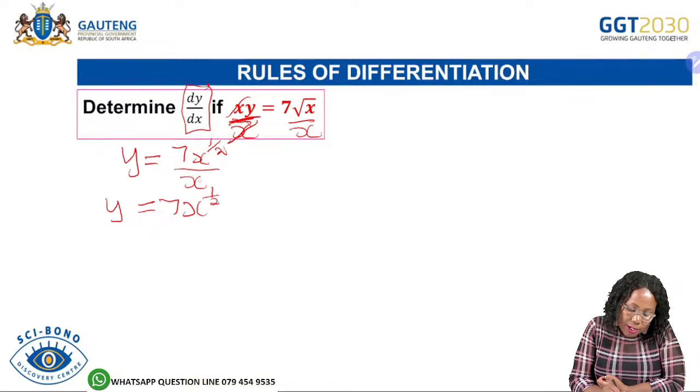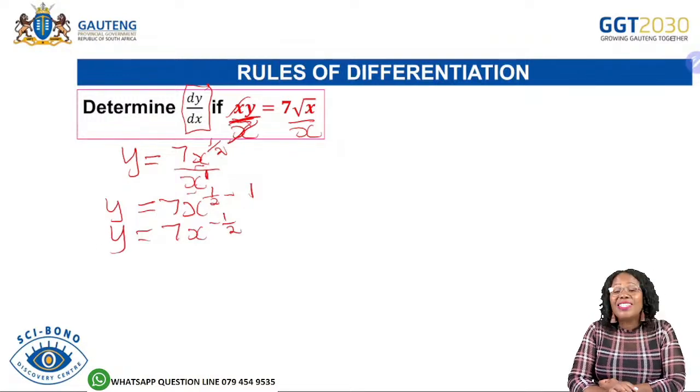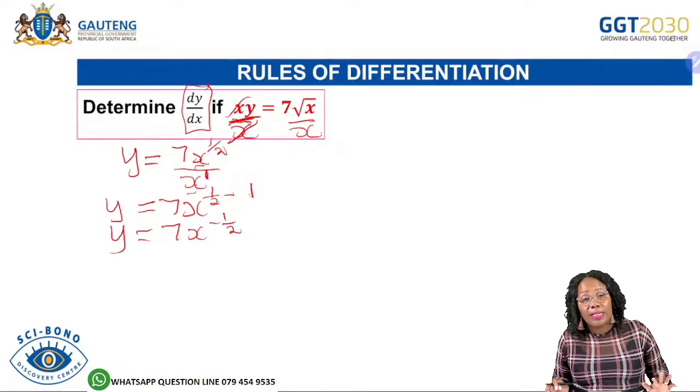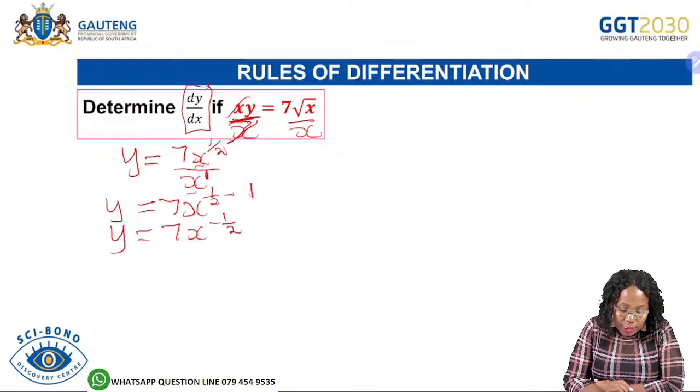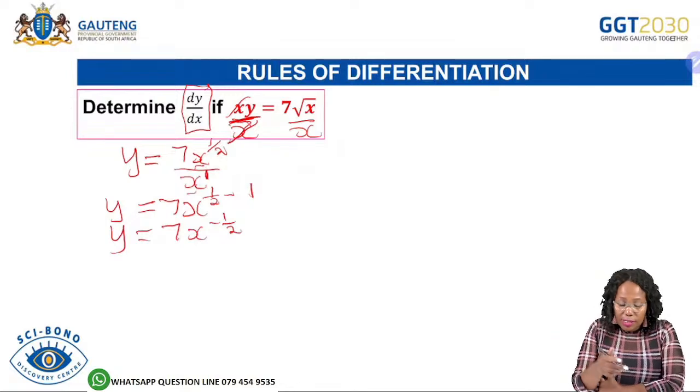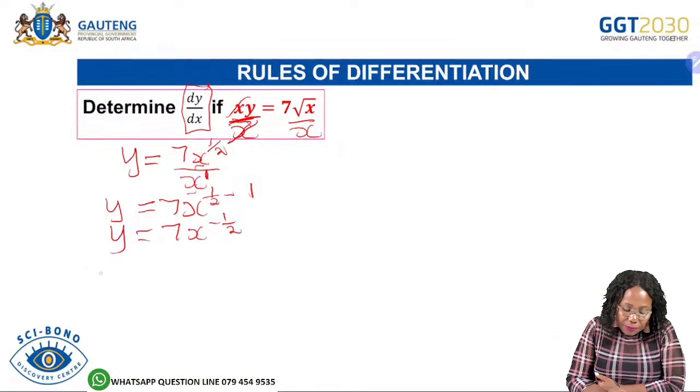So we will be having y equals 7x to the power half divided by x. Remember, when we divide same base, we subtract exponent. This exponent is 1 there, it will be half minus 1 there. So we end up with 7x to the power minus half there. We have not yet derived. We were simplifying and getting rid of the variable in the denominator. Now everything is linear. We can now start deriving.